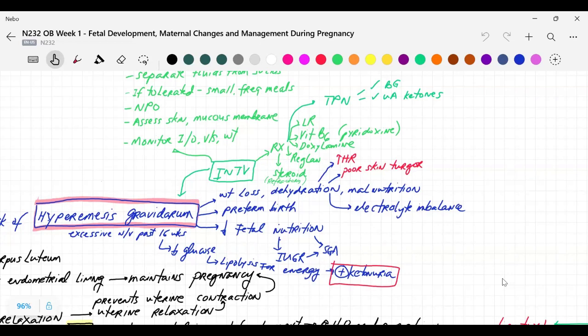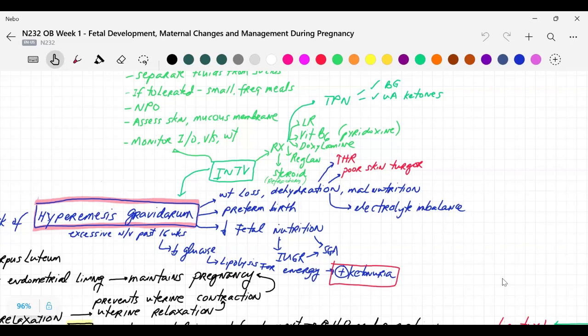You check the ketones in the urine. If there's no more ketones in the urine, that means the mom is not burning fat anymore, right? She's burning carbs now for energy. That means that the TPN is sufficient.